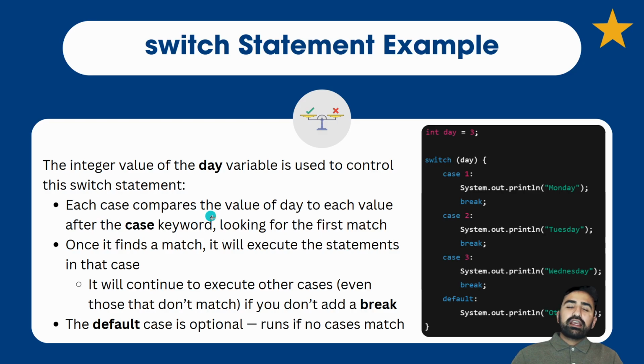Each case compares the value of day to each value after the case keyword, looking for the first match. If it doesn't find a match at all, then it's going to default to this case here. It'll just print out other day. So let's say day was 5, not a match, not a match, not a match. So think of the default as the else, right? Otherwise, we're going to do this, and it'll print out other day.